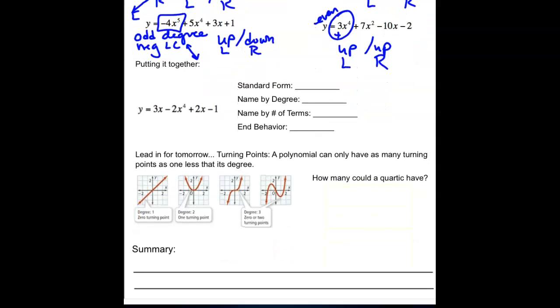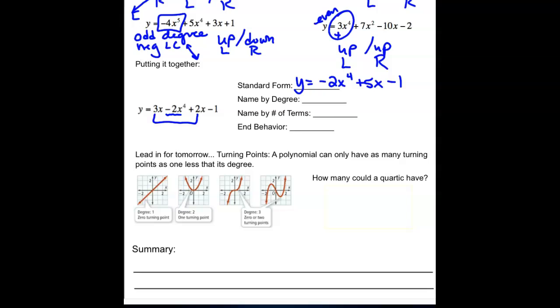All right, so putting it all together, we have an equation here, y equals 3x minus 2x to the 4th plus 2x minus 1. First thing we need to do is put it in standard form. Our very first term is this negative 2x to the 4th, so I'm going to put that first. It is my highest powered term. Then notice I have two separate terms that are both x. We want to combine those into one. So we have a 3x plus a 2x. We now have a 5x. And then we have the little constant negative 1 at the end. So in standard form, that would read y equals negative 2x to the 4th plus 5x minus 1.